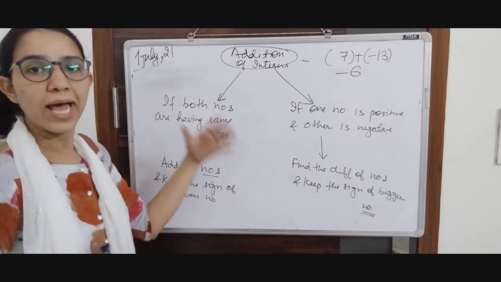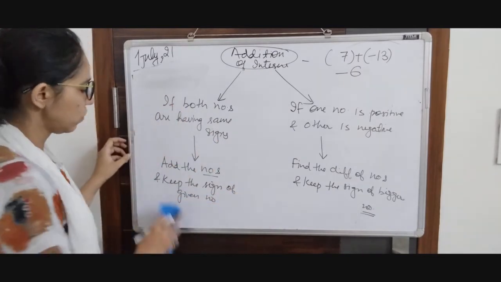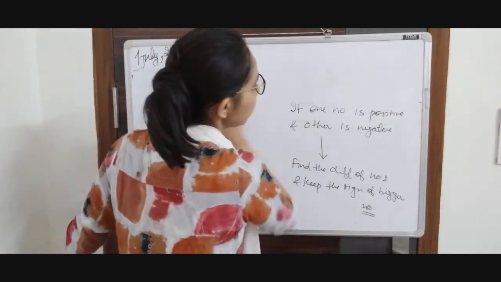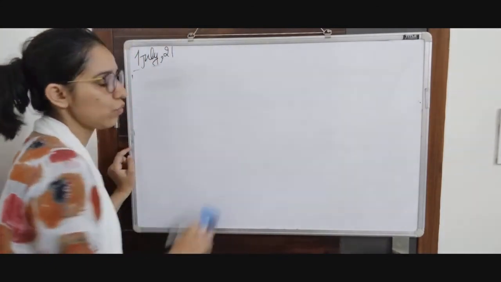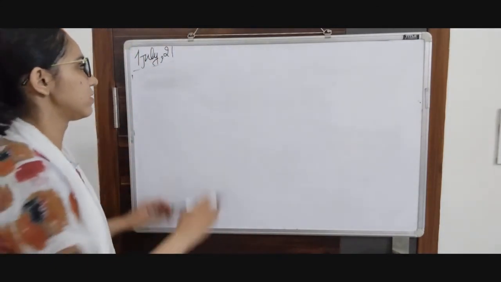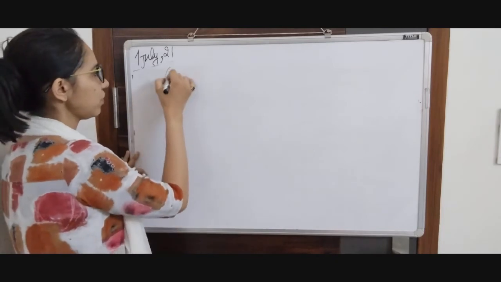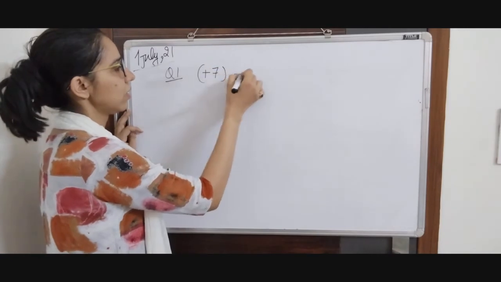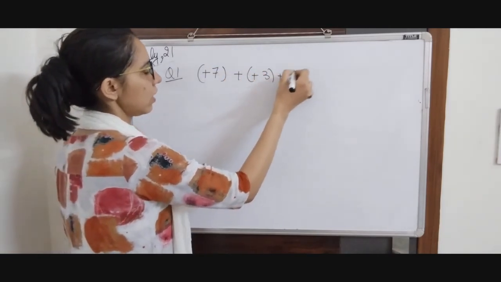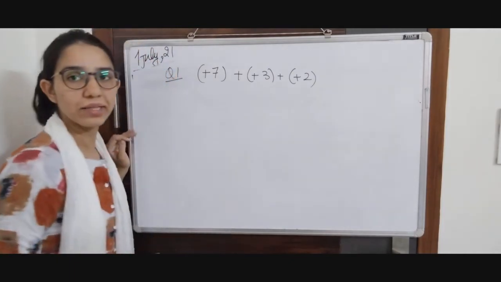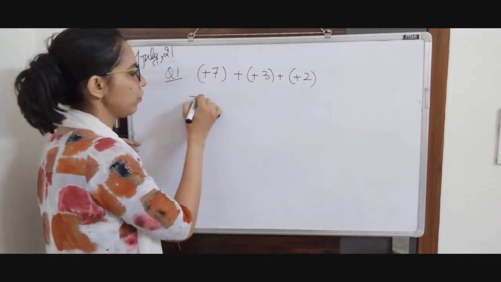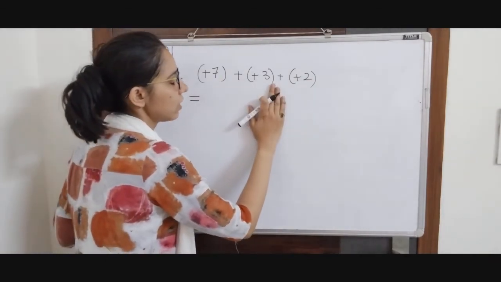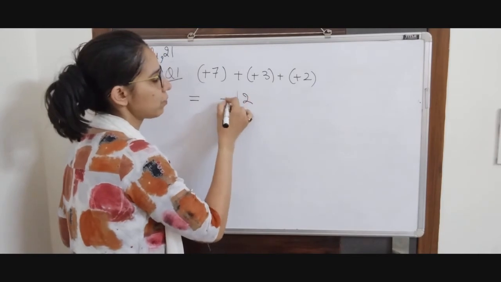This is using the rule. We did it by number line also. So now we are going to do some questions in which we have more than 2 numbers. This rule was for 2 integers. So question 1, more than 2 numbers. Suppose we have plus 7, plus 3, plus 2 and we want to add them. All numbers are positive, so I will add them. It is going to be 7 plus 3, 10, plus 2, 12, and I will put a plus sign.